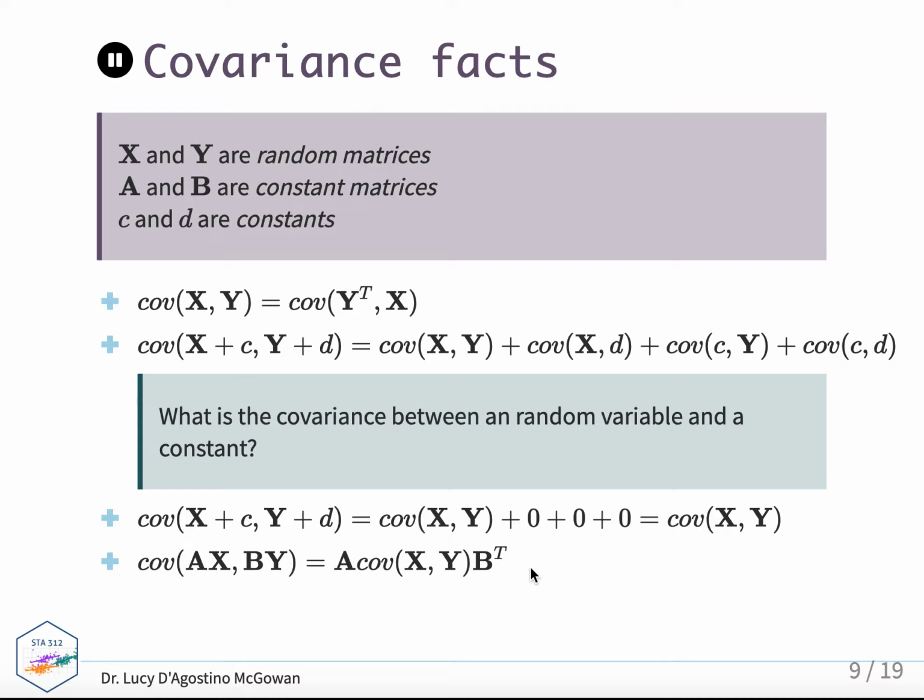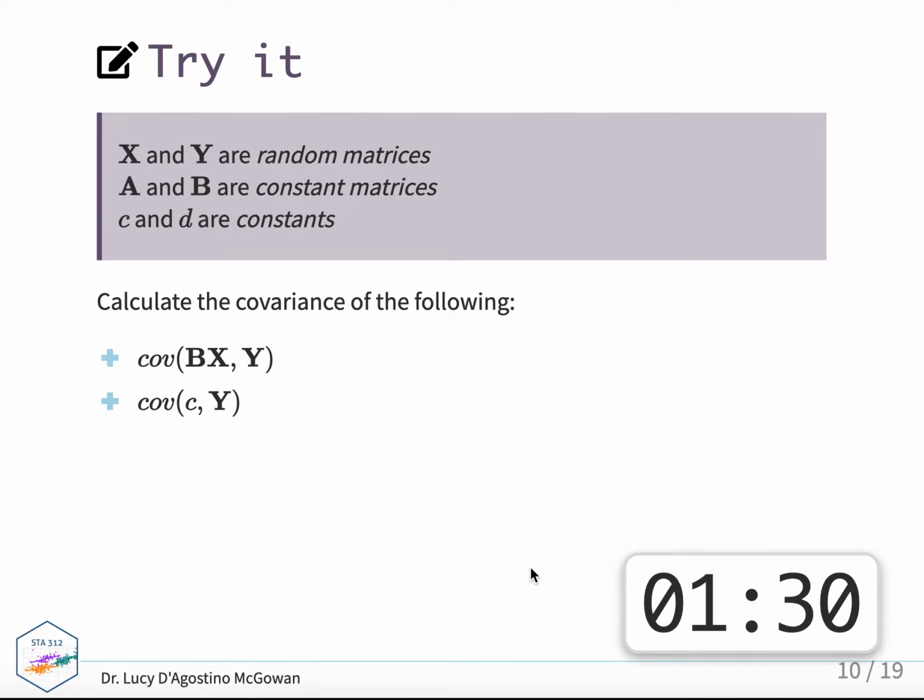Okay, so those are some covariance facts. Let's try it. So what I want you to do is calculate the covariance of the following: of b times x and y, and of c and y.